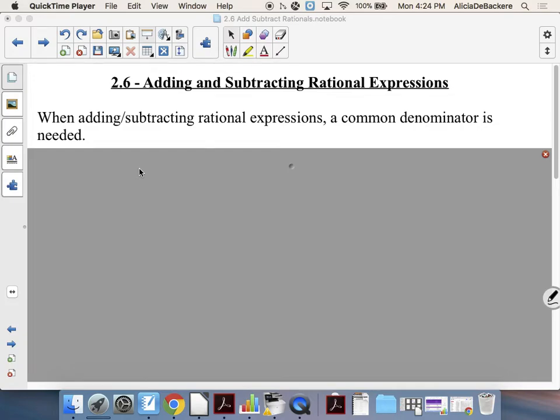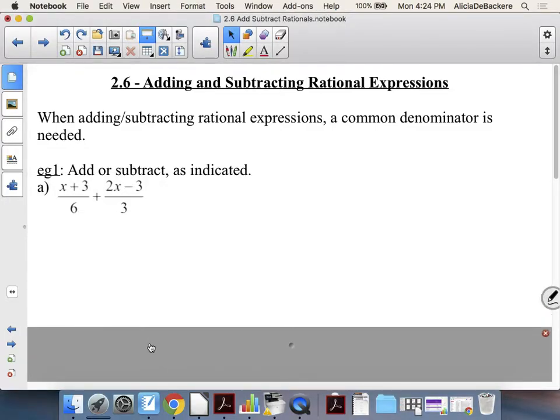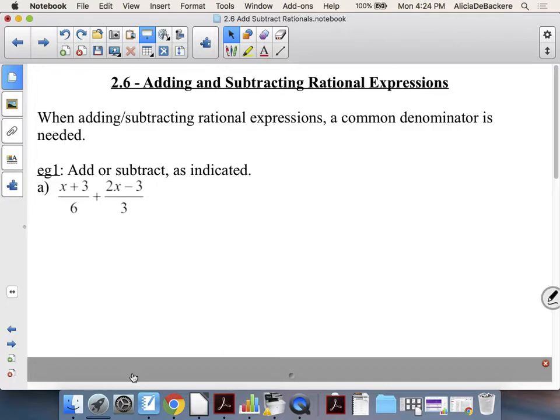This lesson is on adding and subtracting rational expressions. Just like our warm-up where we were looking at adding and subtracting fractions, I need a common denominator in order to put these together. But this time I'm going to find that there's some algebra either in the numerator or the denominator, or both. So we're going to move through some questions, progressing from some easier ones to some more difficult ones.